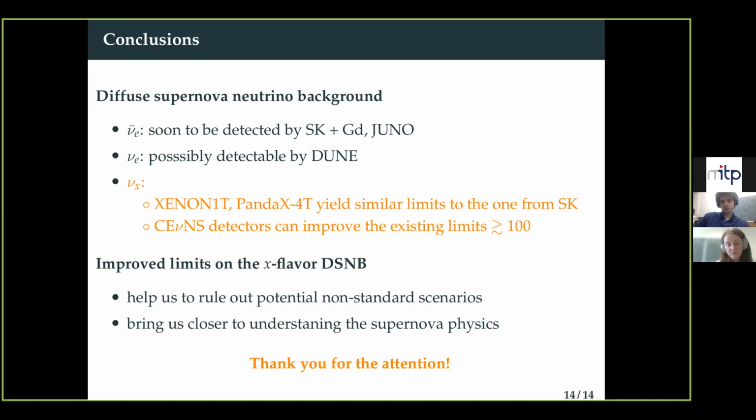With these improved limits, we will then have some help from that side to rule out potential non-standard scenarios and also to better understand the supernova physics and the whole supernova population. So thank you very much.